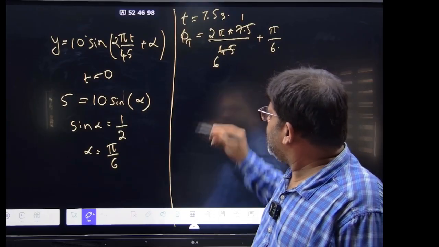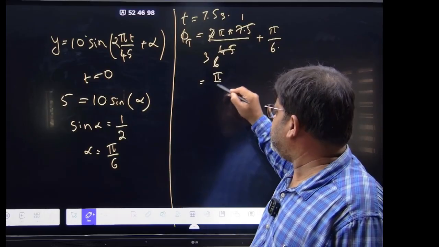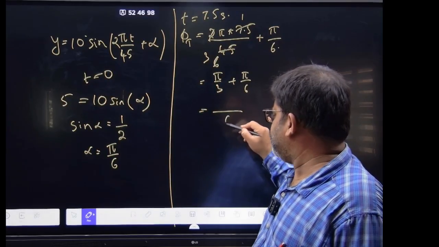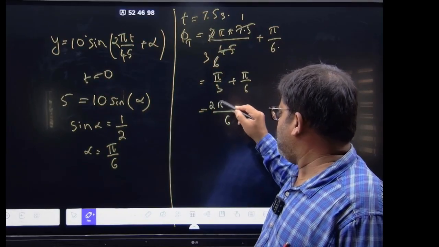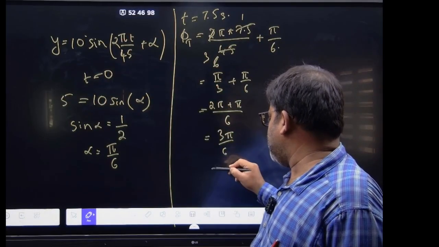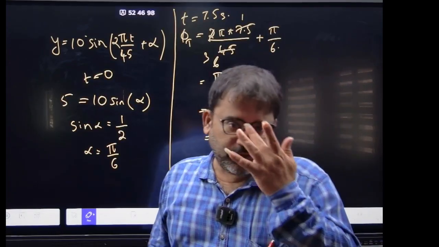Okay, so this is nothing but 2 times 1, 2 times 3. So that means it is pi by 3 plus pi by 6. Now what is the LCM, children? LCM is 6. So this will be nothing but 2 pi plus pi, so that is 3 pi by 6. 3 pi by 6 is nothing but pi by 2. So pi by 2 radian is the total phase difference.